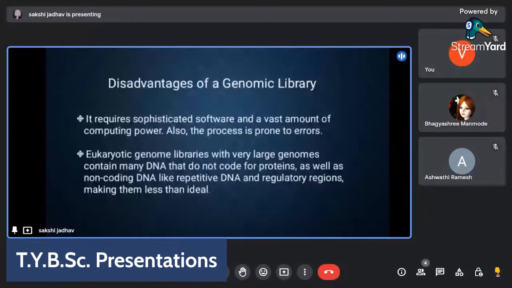The disadvantage of genomic library is that it requires sophisticated software and a vast amount of computing power. Also, the process is prone to error. Eukaryotic genome libraries with large genomes contain much DNA that does not code for proteins, as well as non-coding DNA like repetitive DNA and regulatory regions, making them less than ideal.